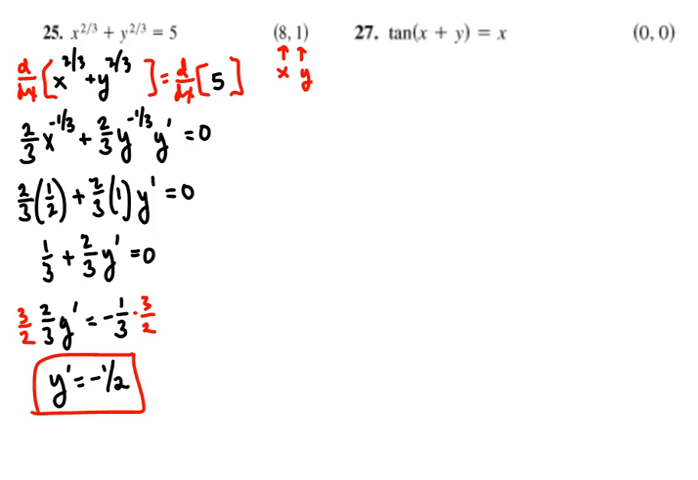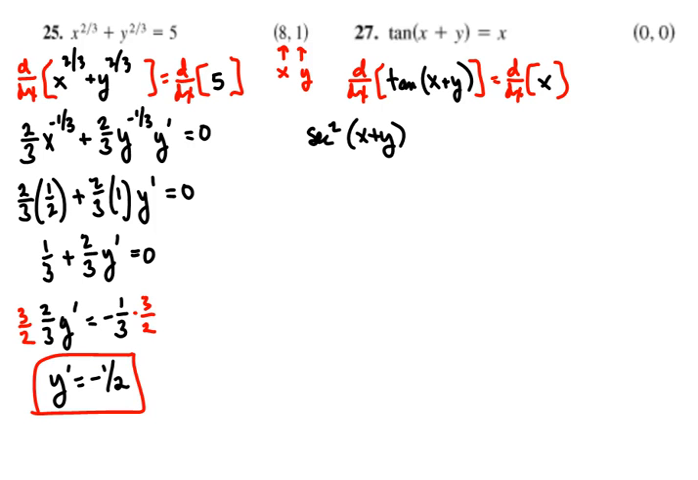Okay, problem number 27. We have tangent of x plus y is equal to x. I'm going to do the same exact thing that we've been doing. Take the derivative of both sides with respect to x. Okay, so the derivative of tangent is secant squared. We leave the inside alone, then times the derivative of the inside. The derivative of x plus y: derivative of x is 1, derivative of y is y prime. So we're going to multiply secant squared of x plus y times 1 plus y prime.